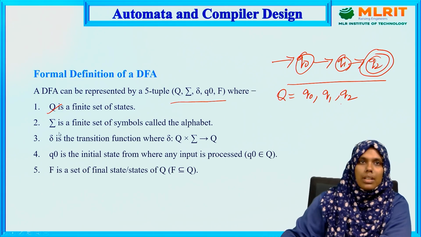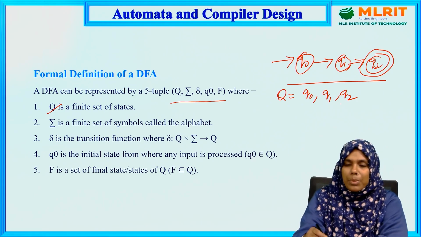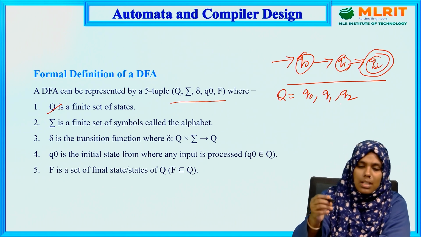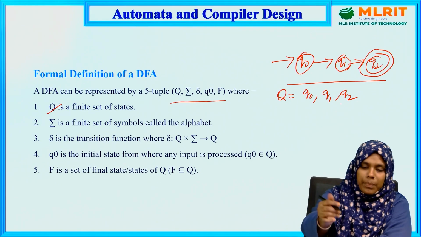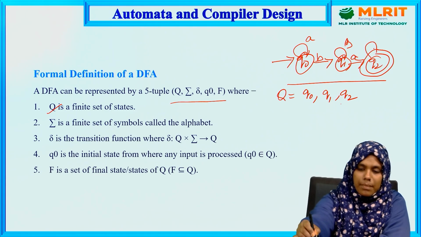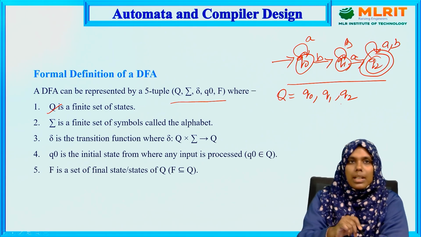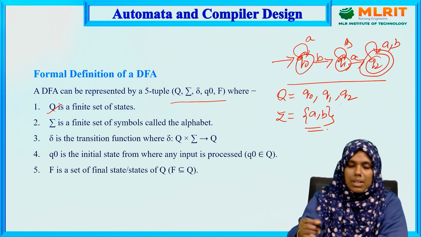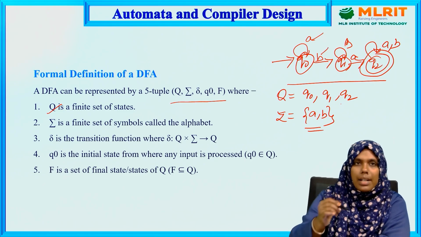Now coming to the next symbol, sigma, the summation symbol, which is known as the input alphabet. Input alphabets we already discussed in the last class. For example, in the same figure, the input alphabet, the sigma, can be A, B. This is known as the input alphabet. That means this is one alphabet and this is another alphabet.